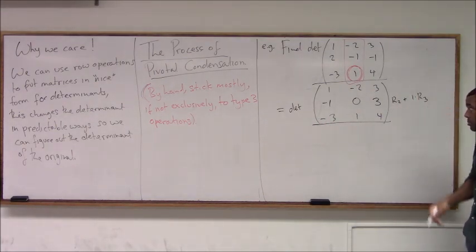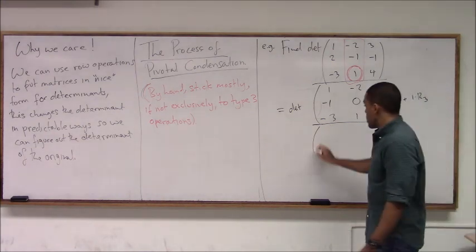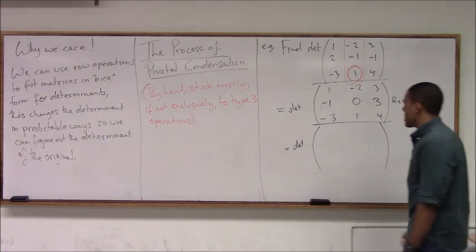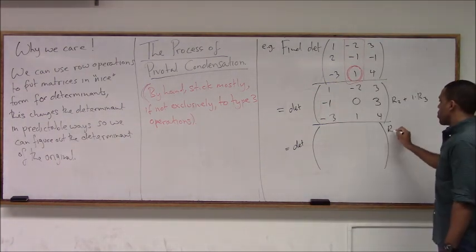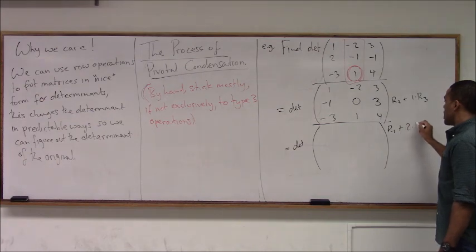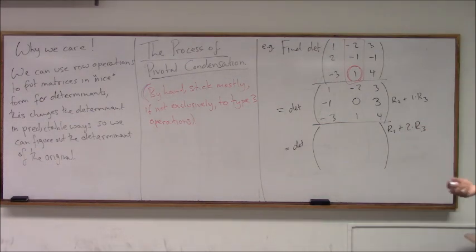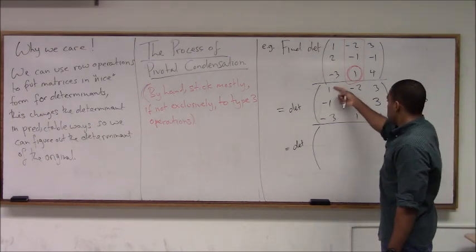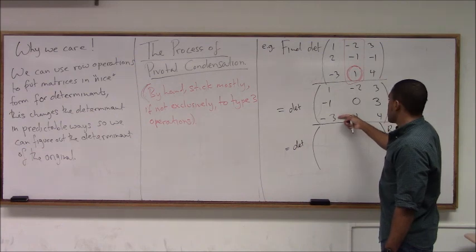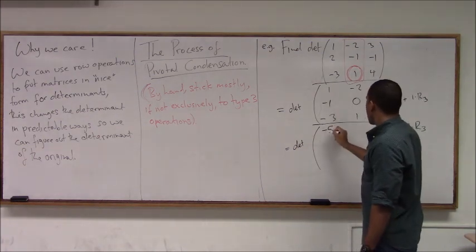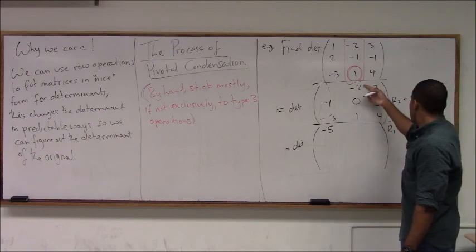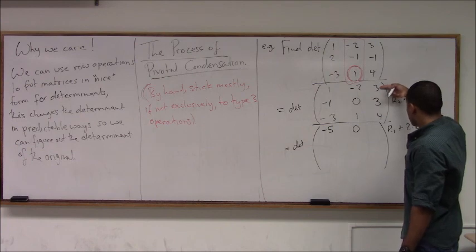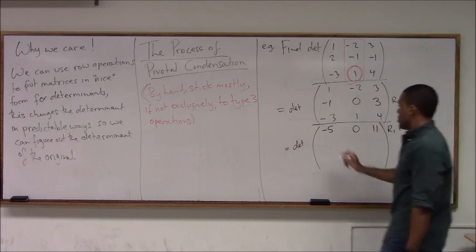Now what? I can do the same thing in the first row. In fact, I'm going to want to stick to a type 3 here because I can get away with that pretty easily. If I take row 1 and add it to 2 times row 3, that's a type 3 operation. It's not going to affect my determinant. So I multiply this by 2 and add it to that. So that's minus 6 plus 1, minus 5; 2, minus 2, 0; 8 plus 3, 11.